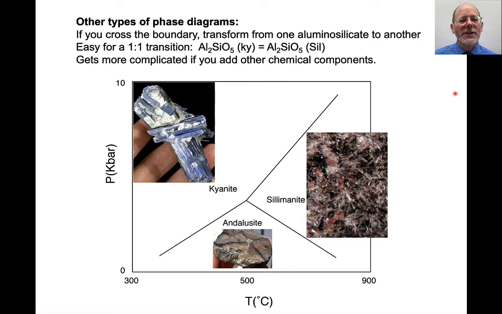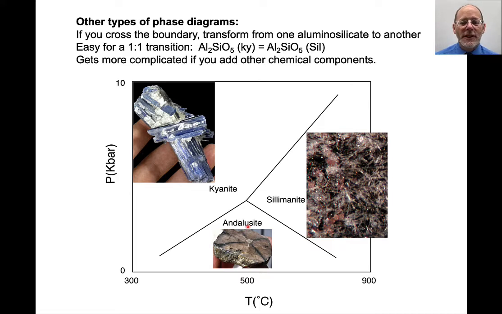Okay, let's spend a little time talking about mineral assemblage stability. There are many other types of phase diagrams. A really common one that we see in metamorphic petrology is a pressure versus temperature diagram that has boundaries that separate the stability fields of different minerals or mineral assemblages.